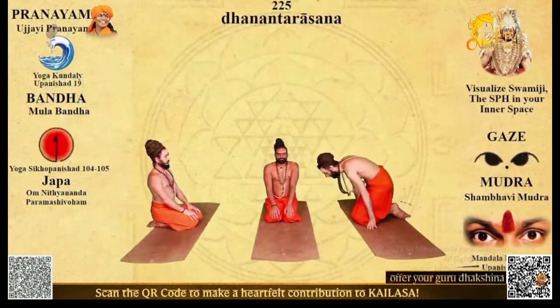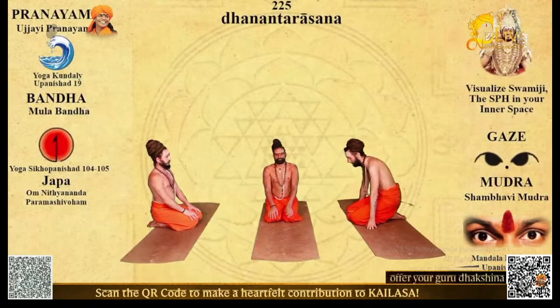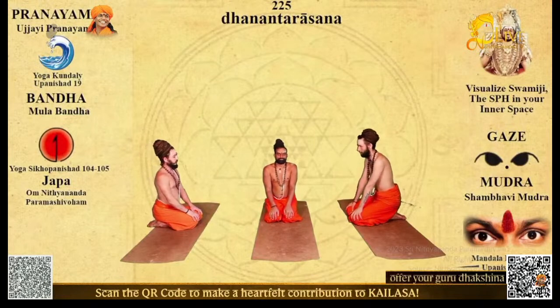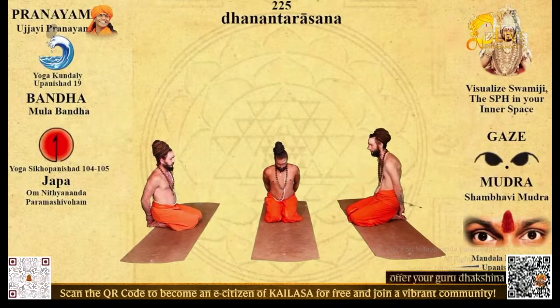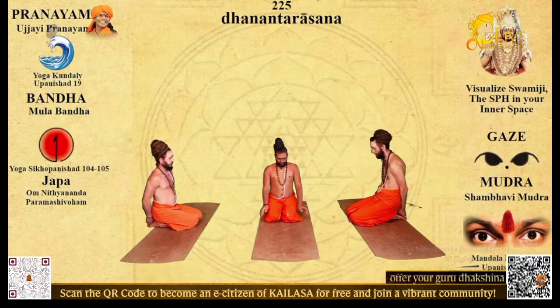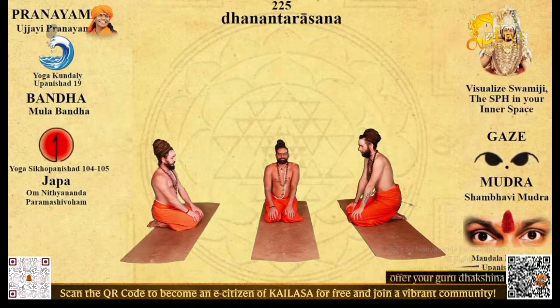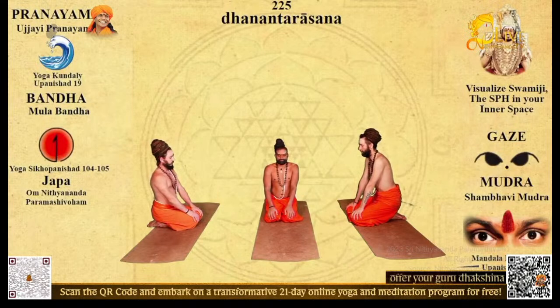Now sit in Dhanantarasana. As you sit in a kneeling posture, hold on to the big toes and pull them towards your perineum. Then place your hands on the thighs, gaze to your nose, and visualize Swamiji in your inner space as you again breathe in Ujjayi Pranayama, making an ocean-like sound with your mouth.